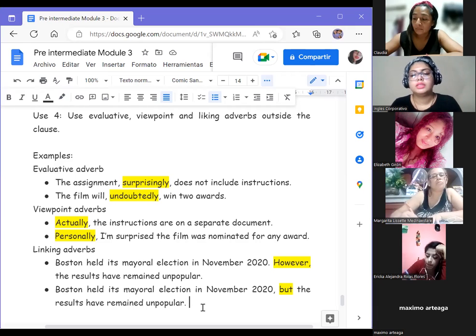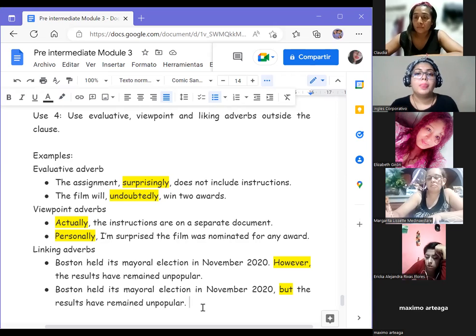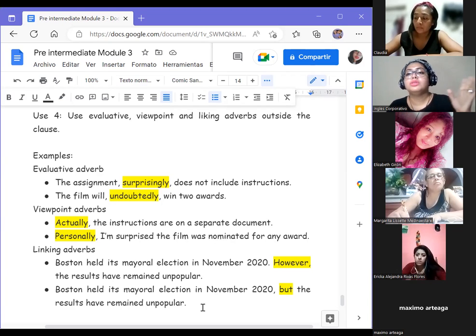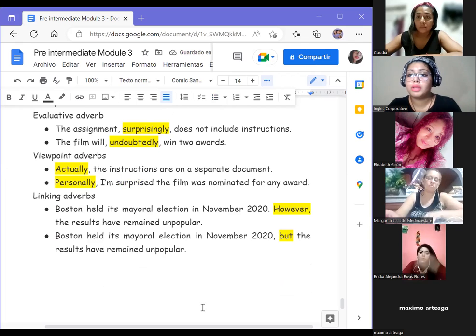So in this case, we have just a little information about the adverbs. We know that we have a lot of information about the adverb, the uses, and all of those things. But in this case, we are going to change from adverbs to conjunctions. Ya hablamos de los adverbios, cómo podemos utilizar los adverbios, cómo crear adverbios a partir de los adjetivos y algunos de los usos que podemos darle a estos adverbios. Ahora, we need to change the topic and we need to know what are conjunctions. Vamos a hablar de las conjunciones. ¿Qué son las conjunciones y cómo las podemos utilizar?